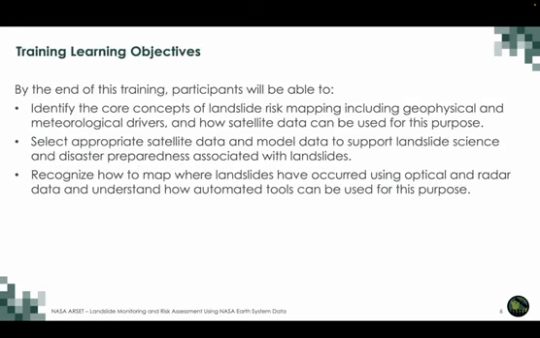By the end of this 3-part training, participants will be able to identify the core concepts of landslide risk mapping, including geophysical and meteorological drivers, and how satellite data can be used for this purpose. Select appropriate satellite data and model data to support landslide science and disaster preparedness associated with landslides, and recognize how to map where landslides have occurred using optical and radar data, and understand how automated tools can be used for this purpose.